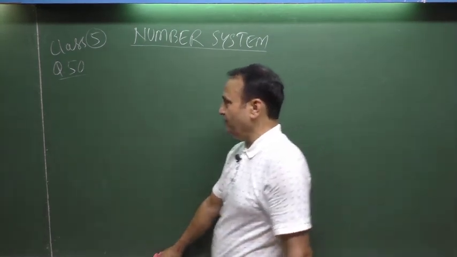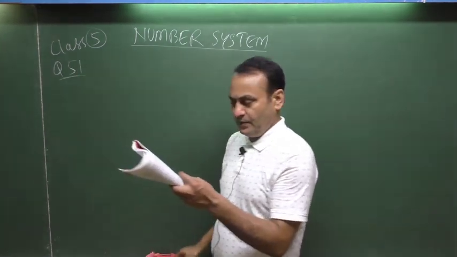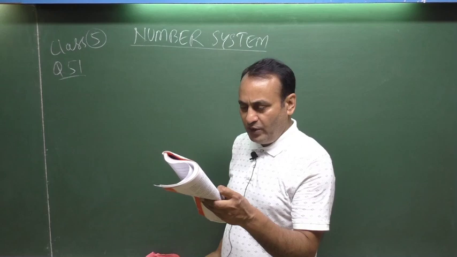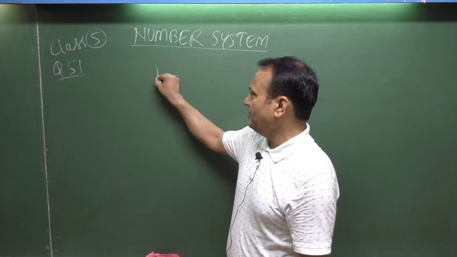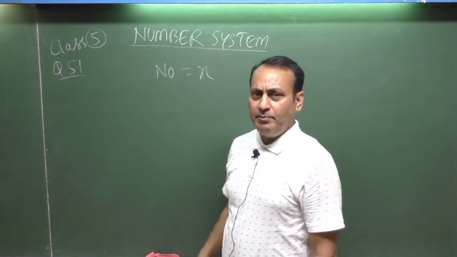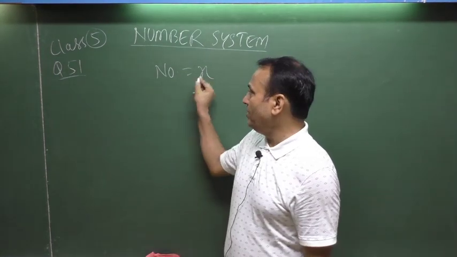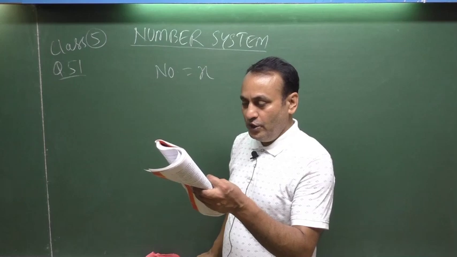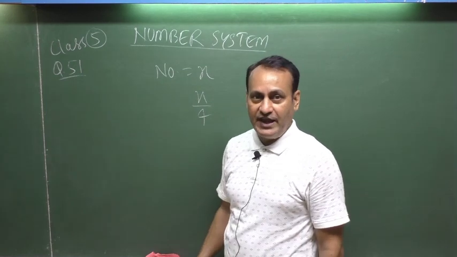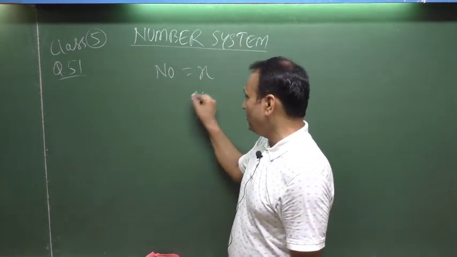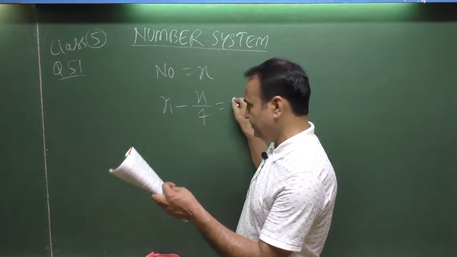Come to question number 51. It says, if a number when divided by 4 becomes 21 less than the number, what is the number? See here, suppose the number be x. You may suppose it as 1 as well. The number is x. If the number is divided by 4, x divided by 4 will be x by 4, then this result is less than the number by 21.